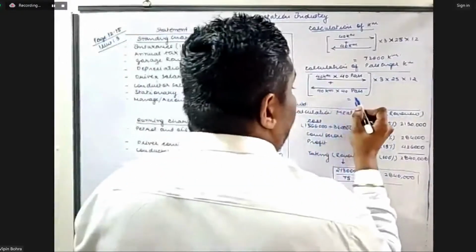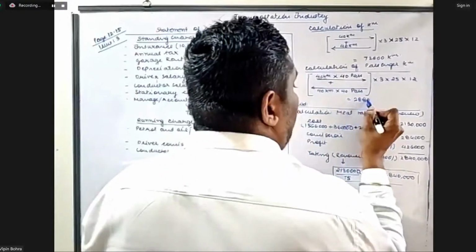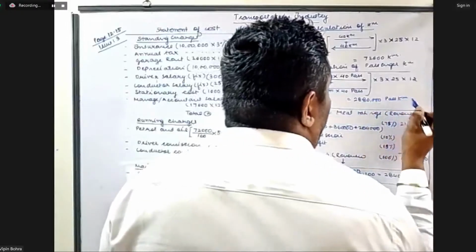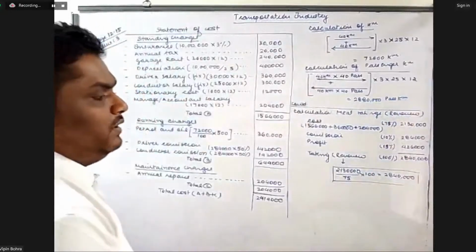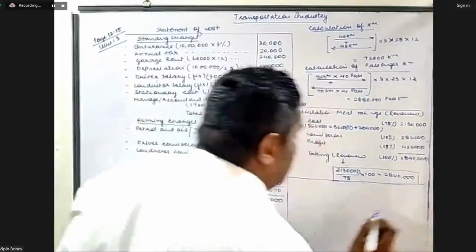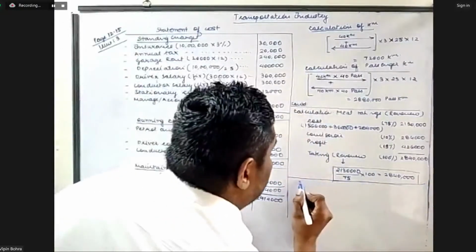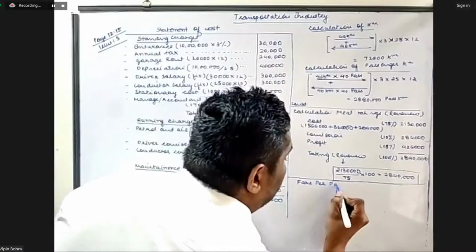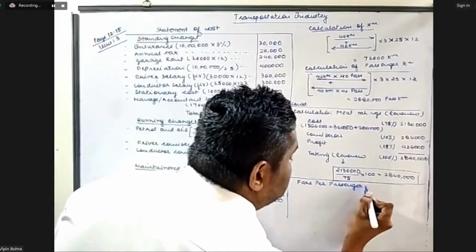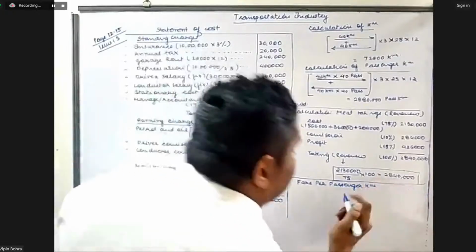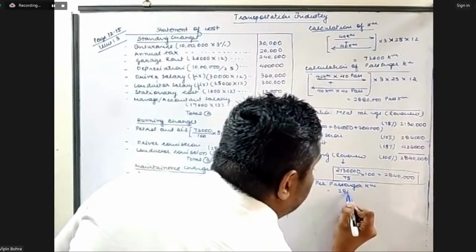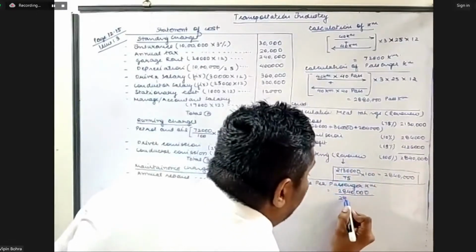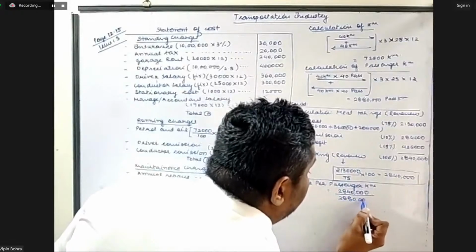This will be 28 lakh 80,000. So since we have got the total revenue, we can easily write fare per passenger kilometer. That is 28 lakh 40,000, the total revenue, divided by 28 lakh 80,000.